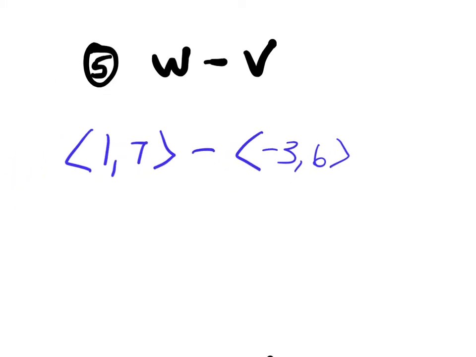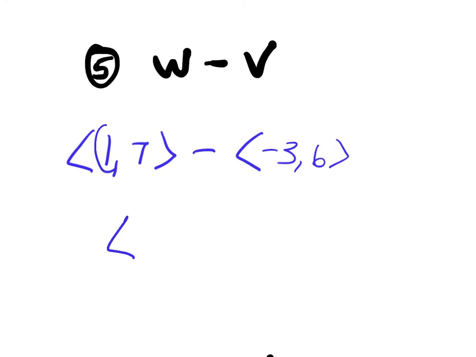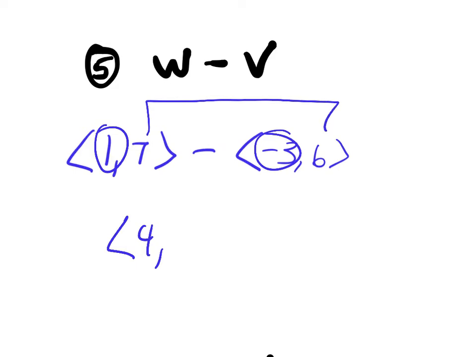So just make sure. Now, some people want to distribute the negative first. You can do that. Or you can just subtract. I'm going to keep the subtraction sign there. I'm going to say 1 minus negative 3 is what? 1 minus negative 3. 4. Good. And then I have 7 minus 6. 1. There's my vector.